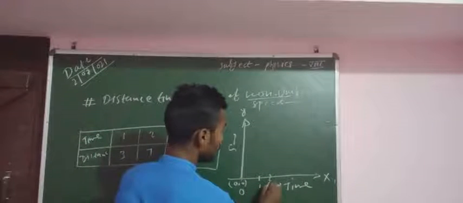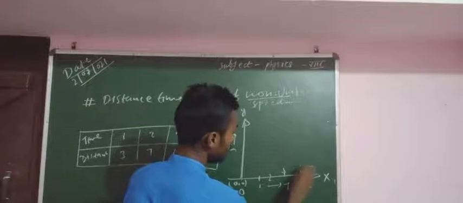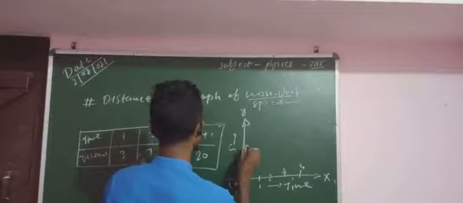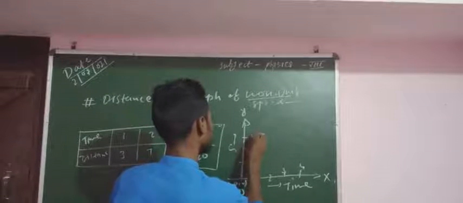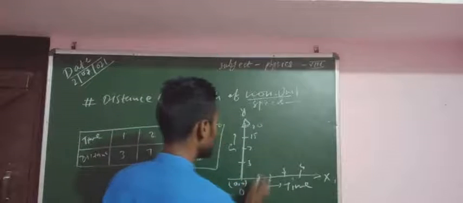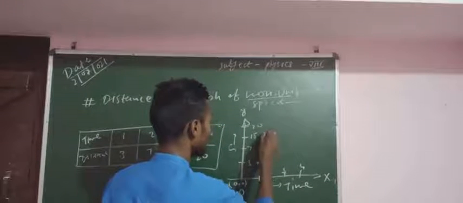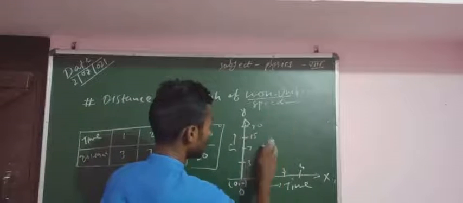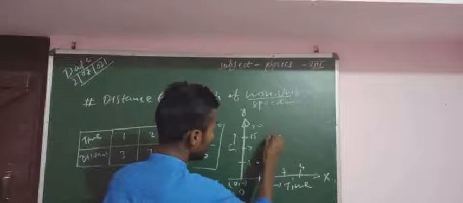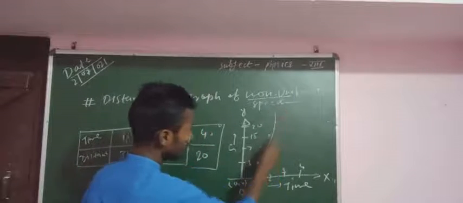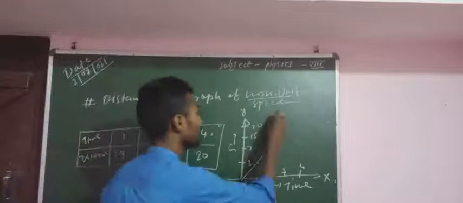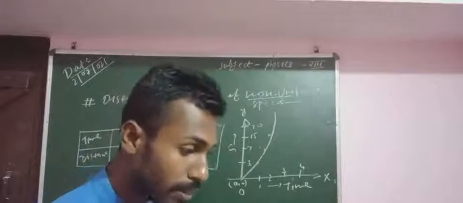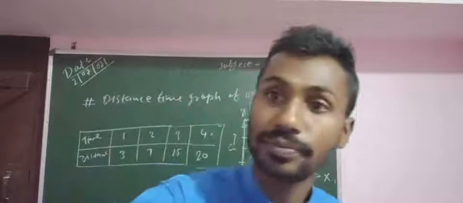तो 1, 2, 3 and 4. The first one is 3, second one is 7, third one is 15, and fourth one is 20. So at 1 this point, at 2 this point for 7, at 3 for 15, and at 4 for 20. So look at this. This is the nature of the graph. That means when a body is moving with non-uniform speed, the nature of the graph is a curved line.